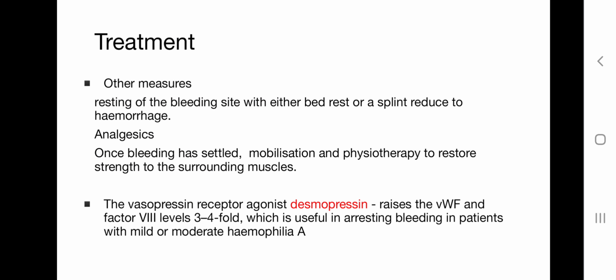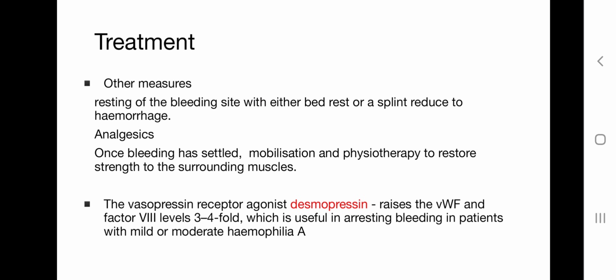So once bleeding has settled, you have to mobilize the patient and give physiotherapy to restore the strength of the surrounding muscles. Otherwise, this can result in muscle wasting and deformities and restricted mobility of the patient, leading to chronic hemophilic arthropathies. So once the bleeding has settled, you have to go in for physiotherapy to strengthen the muscles around the joint.